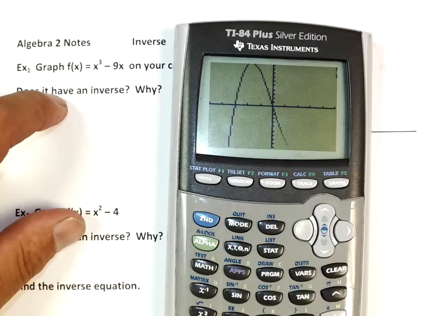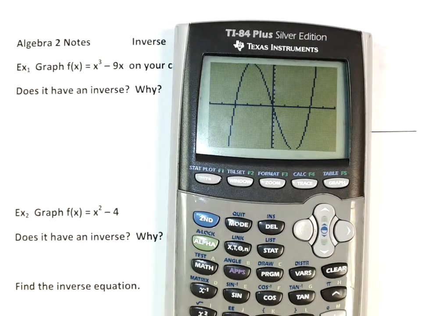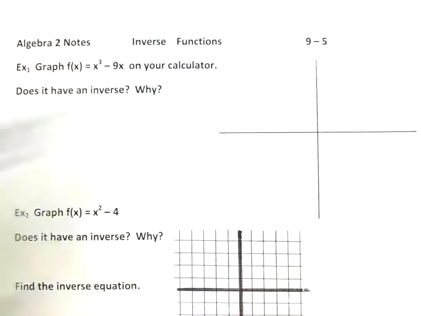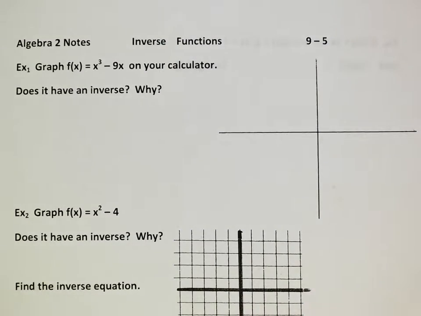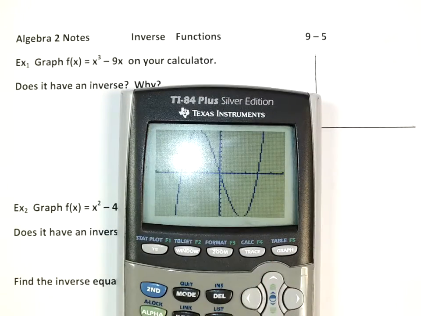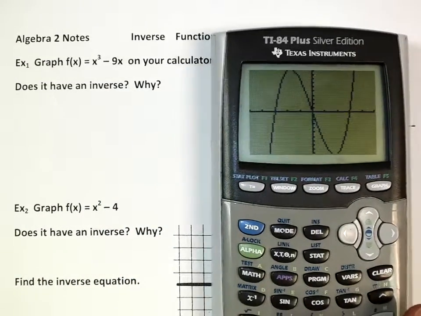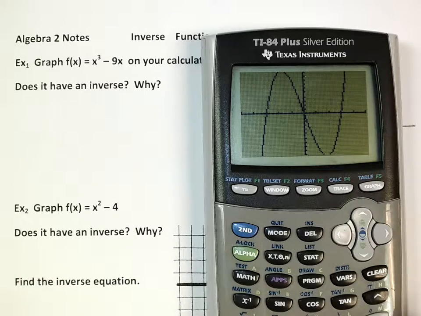Okay, so looking at this thing. Real quick, would this graph pass the horizontal line test? No, so it does not. Right? Do we agree? It does not have an inverse. So right off the bat, it does not have an inverse. Josie? Yeah. So it will not pass the horizontal line test.